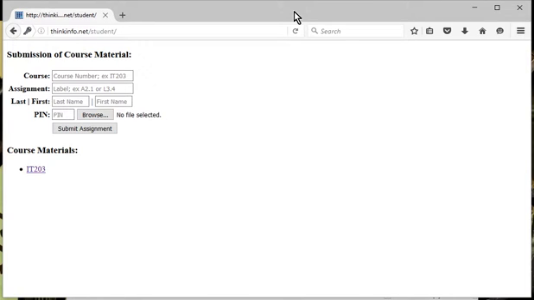This is just a brief tutorial on the course. For most of the course materials, you'll be turning in your assignments using this website. So it's thinkinfo.net/student. When you arrive at this website, it's just a basic page.